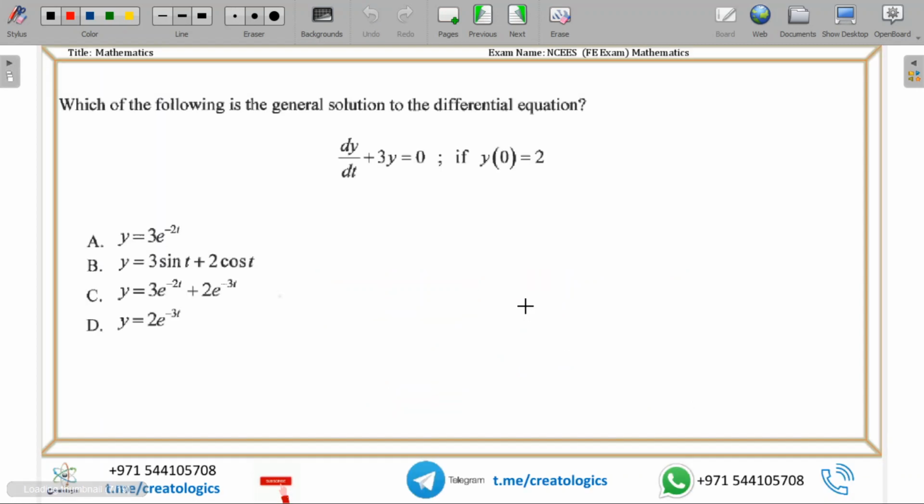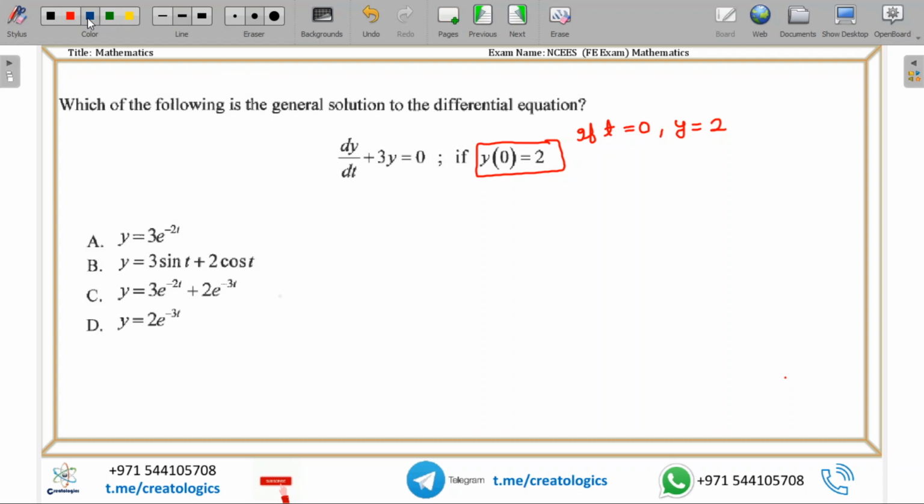Okay, now let's move to the next. Here a differential equation is to be solved. For this differential equation you need to find its particular solution, because an initial value problem is also given. Let me tell you about this. What is the meaning of y of 0 is equal to 2? It means if t is equal to 0, then the value of y is 2.